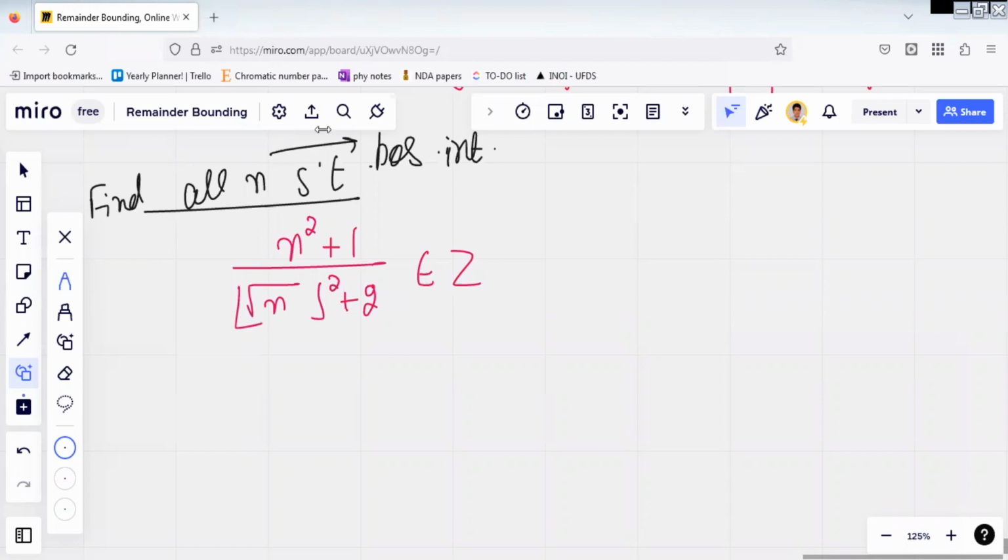Does anyone have any ideas? Or should I give a hint or do you need more time? Anything is fine. One thing I'll say is that everyone would have noticed that this greatest integer function of root n is a very annoying thing to deal with, right?